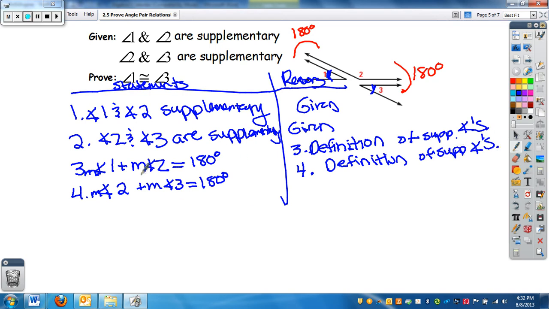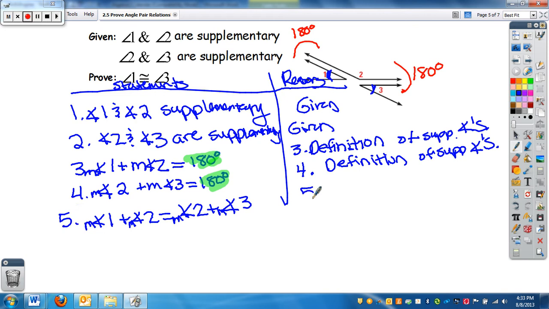Alright, well, because both of these equal 180, anytime two things equal the same thing, then they are equal to each other. That same thing keeps showing up over and over again. Two things equal to the same thing are equal to each other. I need my m's to be proper because we're talking about the measure. There's an equal sign. With congruent, we don't need the m's.